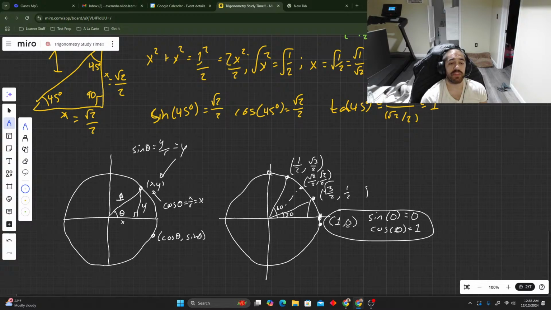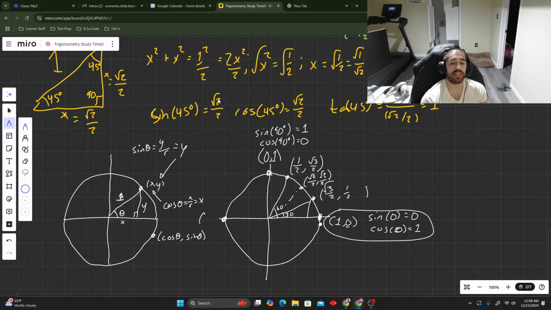And we do the same thing here for 90 degrees, right? What coordinate point is this? X is 0, y is 1. 0, 1. So now if somebody asks you, what's sine of 90 degrees? Well, that's equal to the y. It's 1. What's cosine of 90 degrees? That's equal to 0. It's x. Does that make sense?